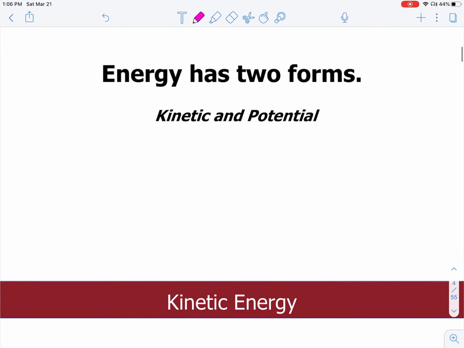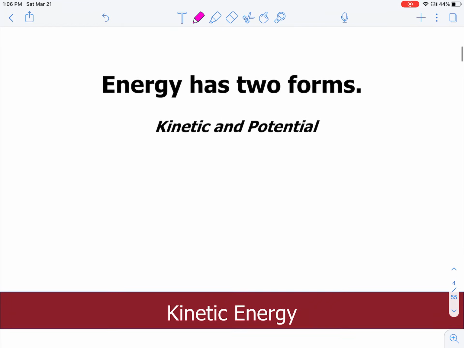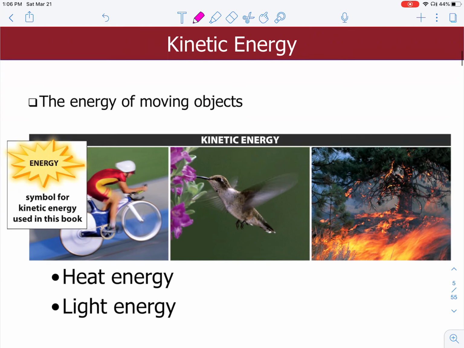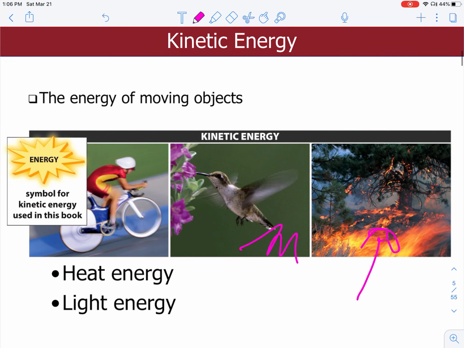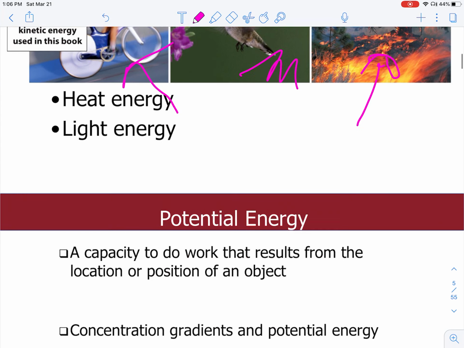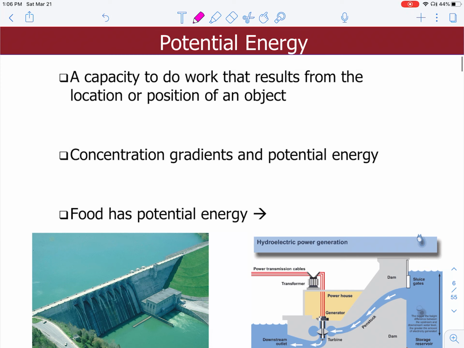So for our purposes, energy has 2 forms, kinetic energy and potential energy. Hopefully we remember this. Kinetic energy is the actual energy of movement. And so here, this is the fluttering of a hummingbird. This is the heat from fire, or this guy riding a bicycle over here. Potential energy is the capacity to do that work. And most of the food that we eat is potential energy.